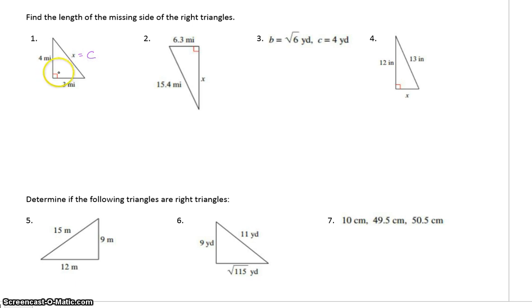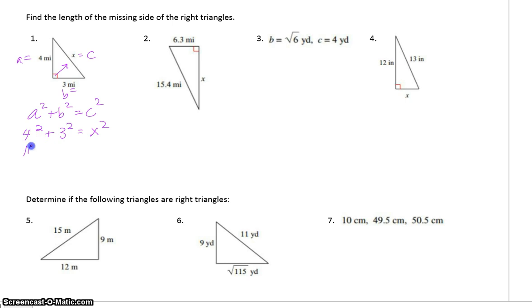After you know that c is across from the right angle, it's the hypotenuse, a and b do not matter. You can make this one a and this one b, or vice versa. So if we plug into the formula, a squared plus b squared equals c squared, we get 4 squared plus 3 squared equals x squared.